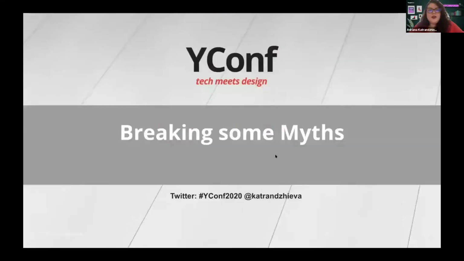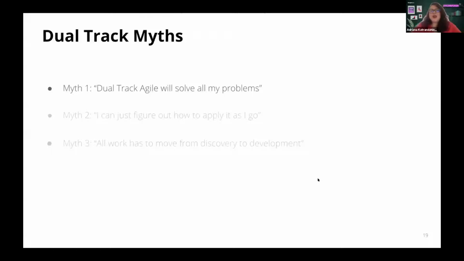Right, so breaking some myths. As I was exploring the topic and talking to people, I came across a few myths that I'd like to address. The first one is really around the idea that dual track will solve all your problems. And I've seen this tendency in people. They kind of want to find a silver bullet for everything, one size that fits all. And that doesn't really happen ever. And it's not going to happen with dual-track agile.